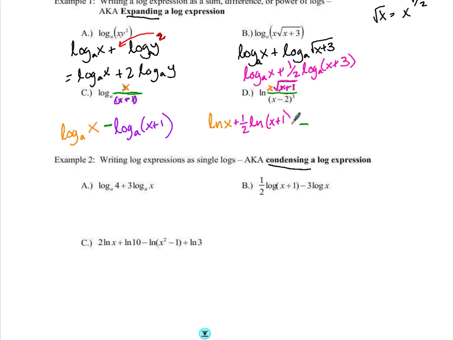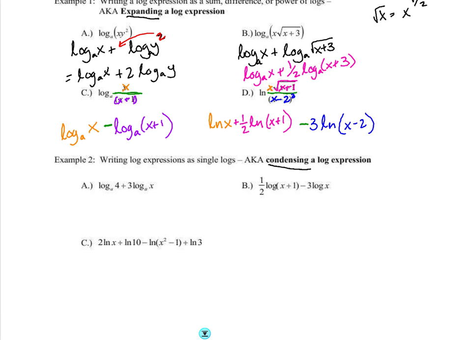Minus is going to be my divider between my numerator and denominator. Whatever's in the denominator is x minus 2 cubed. So I'm going to bring that 3 down out front, and I have the natural log of x minus 2.